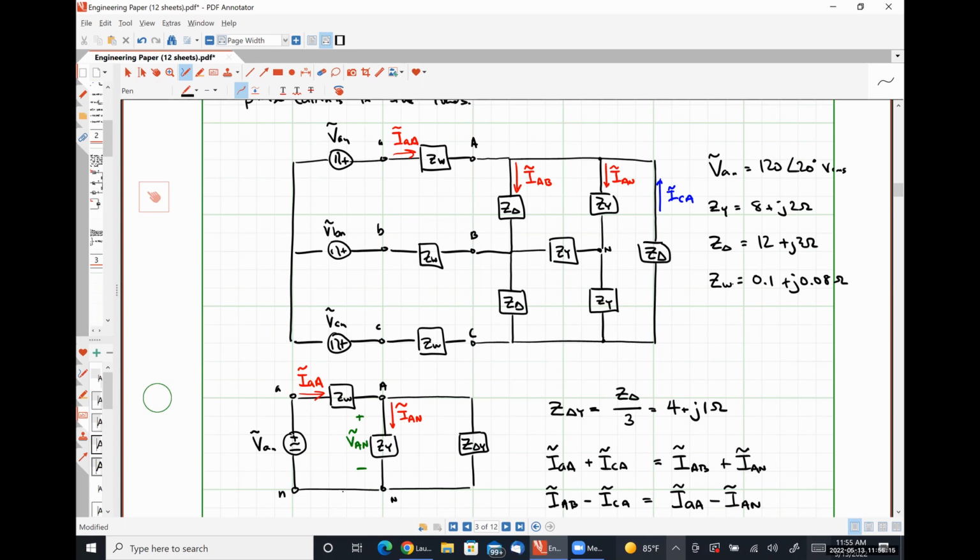Yes, sir. So for IBA or IBC and ICA, would those just all be phase shifts of IAB? Exactly right. Just like IBN and ICN will just be phase shifts of IAN, IBB and ICC will just be phase shifts of IAA. Absolutely correct. So once we know how it works on one phase of the transmission line or the source or the load, we know how it works on all 3 phases in a balanced system just by shifting our angle.